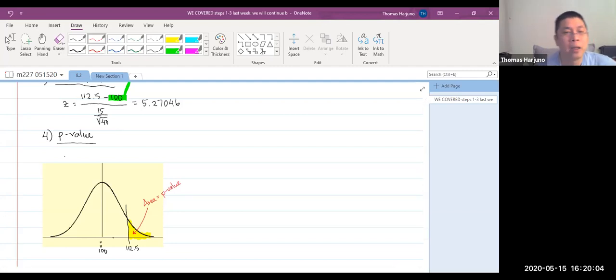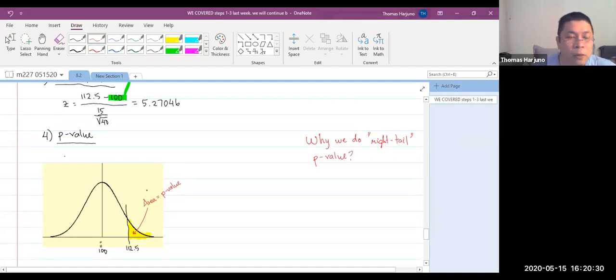Now we do a right tail. Why do we call that right tail? A little explanation. Why do we do a right tail p-value here? Because of the following. Suppose the average is actually 100. And my sample mean is greater than 100, say 112.5, somewhere here.